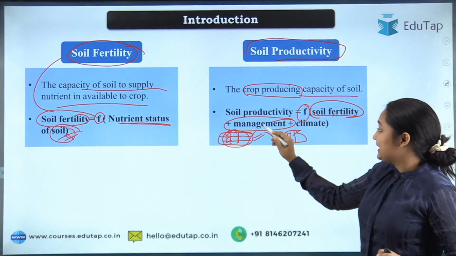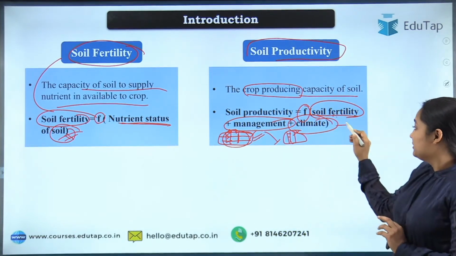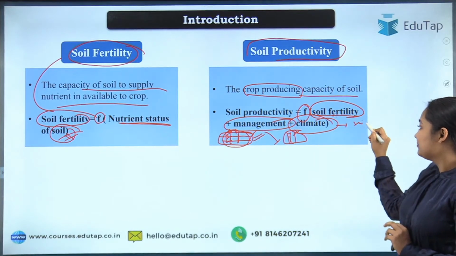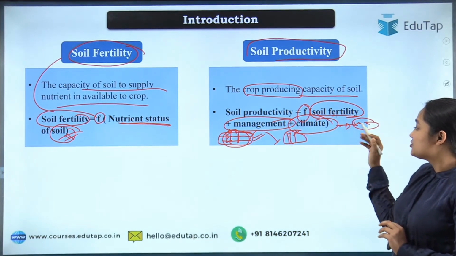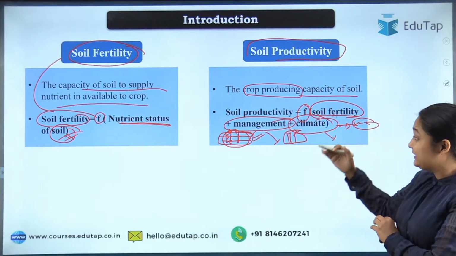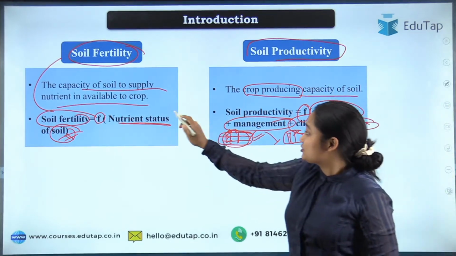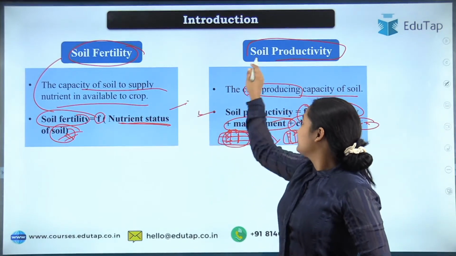So soil fertility, then we are talking about management and also the climate. Suppose your field is under rain-fed condition. So what the monsoon condition is, that affects your soil. How much the temperature is, whether the temperature is optimum or not, all that affects your soil productivity. So I think soil fertility and soil productivity are clear.